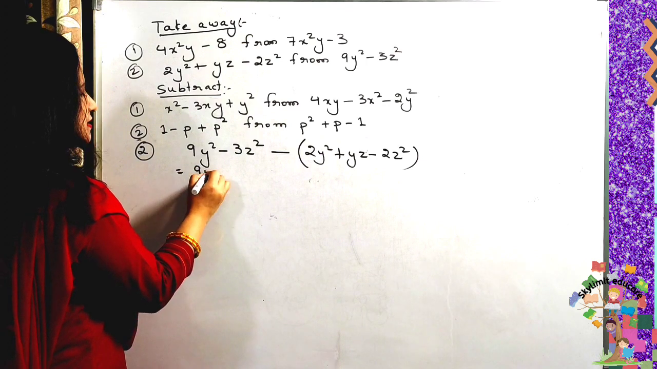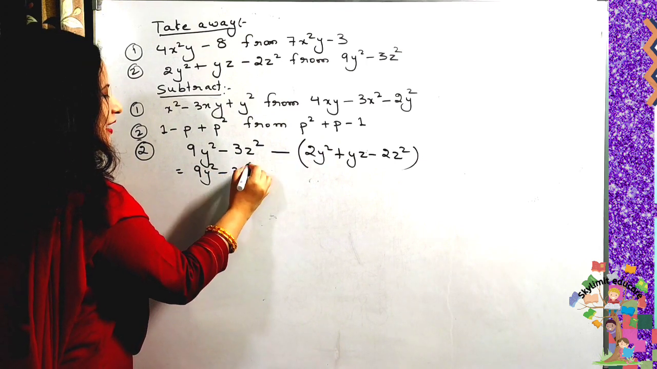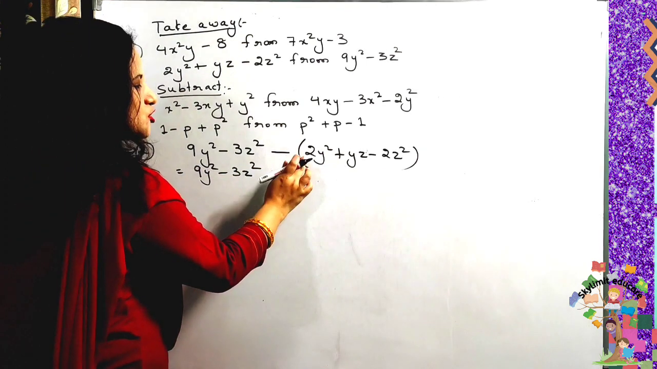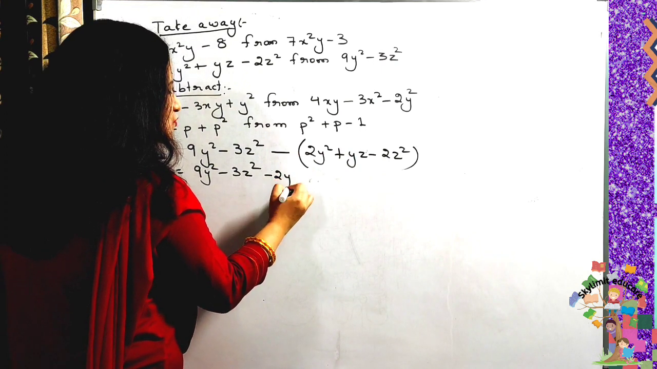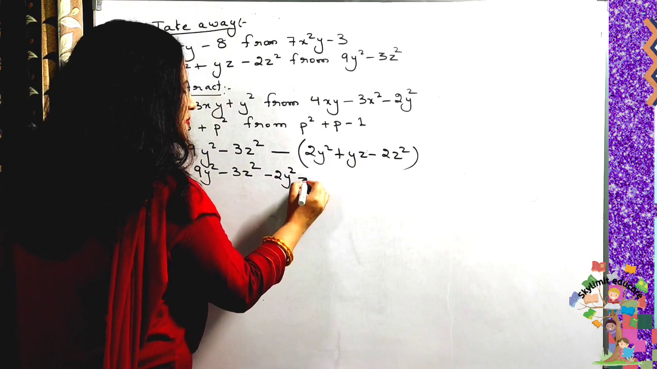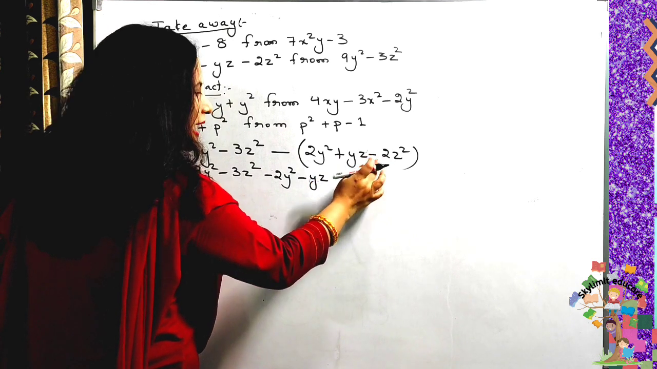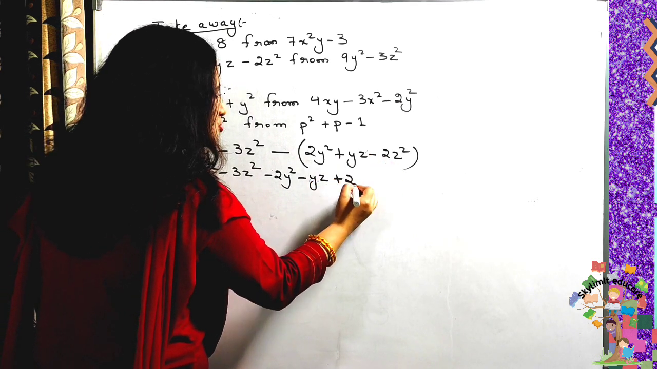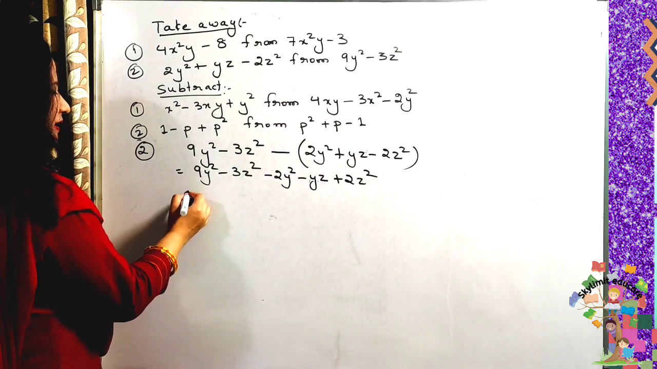Now open the bracket, students, carefully, by changing the sign. Plus 2y square becomes minus 2y square, plus yz becomes minus yz, minus 2z square becomes plus 2z square. Now let us arrange the like terms.